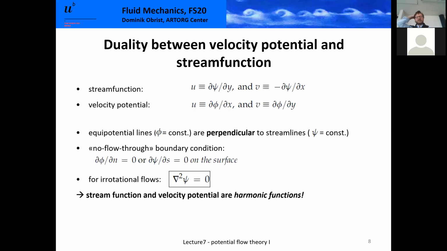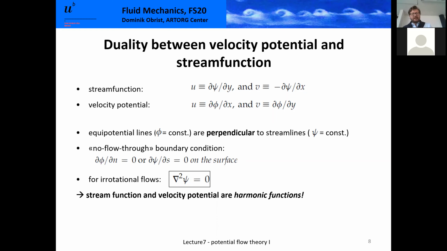We also showed that there's a very close relation between the potential function, the flow potential, and the stream function. Stream function is a function that we introduced in the second lecture of this course. And we saw that lines where the stream function is constant, so isolines of the stream function, these are streamlines. And we understood here that equipotential lines, so lines where the potential is constant, are always perpendicular to each other. So streamlines and equipotential lines are perpendicular at any place, as long as the flow is irrotational.